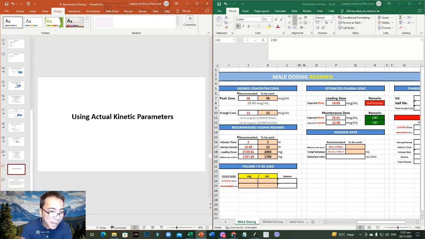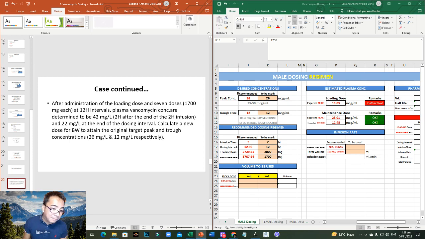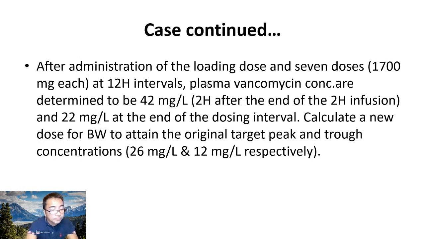Now, this time, class, using actual kinetic parameters. We only use actual kinetic parameters if we have actual peak and trough concentrations. After administration of the loading dose and 7 doses, so naka 7 doses na siya, most likely at steady state concentration na ito. At 1,700 milligrams each at 12 hours interval, plasma vancomycin concentrations are determined to be 42 milligrams per liter, 2 hours after the end of the 2-hour infusion. So this is our C-peak. And 22 milligrams per liter at the end of the dosing interval.